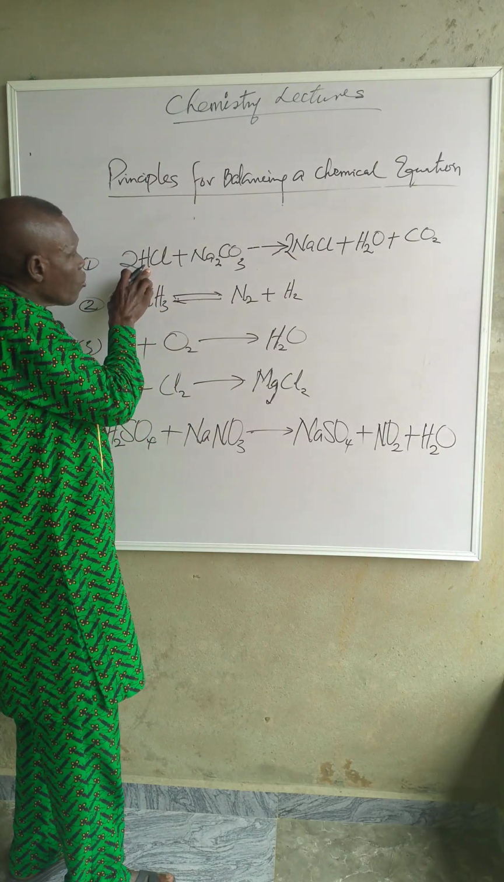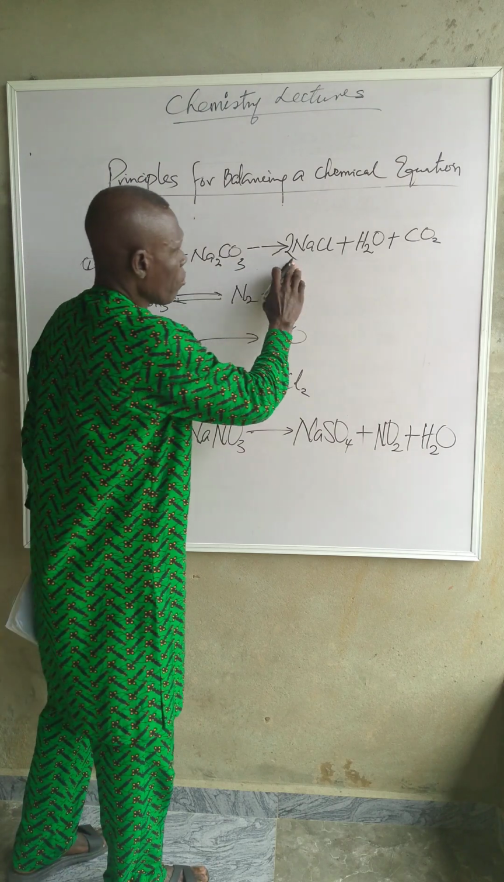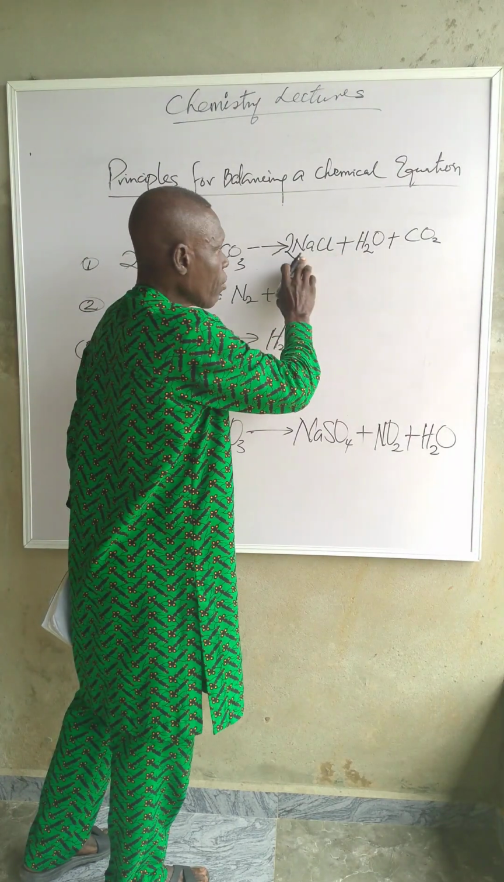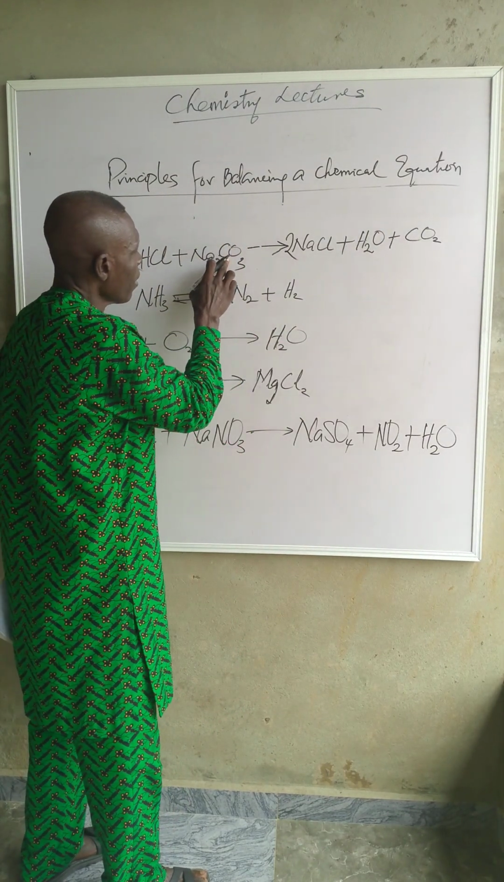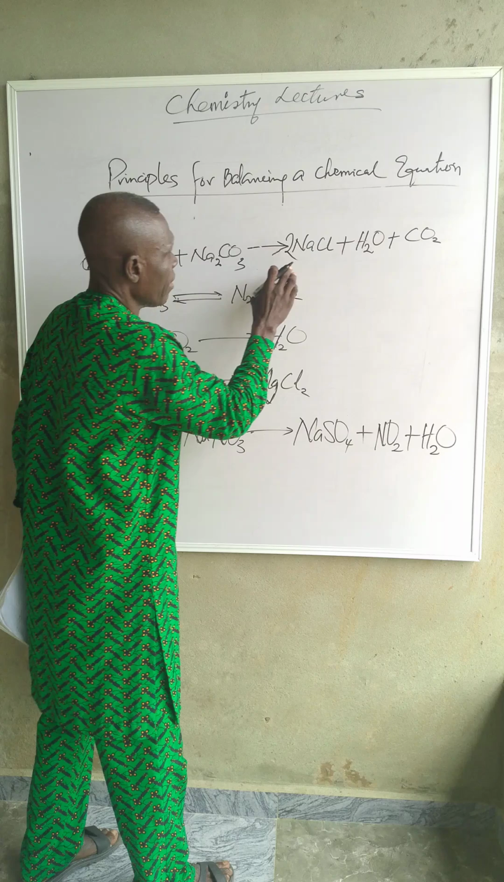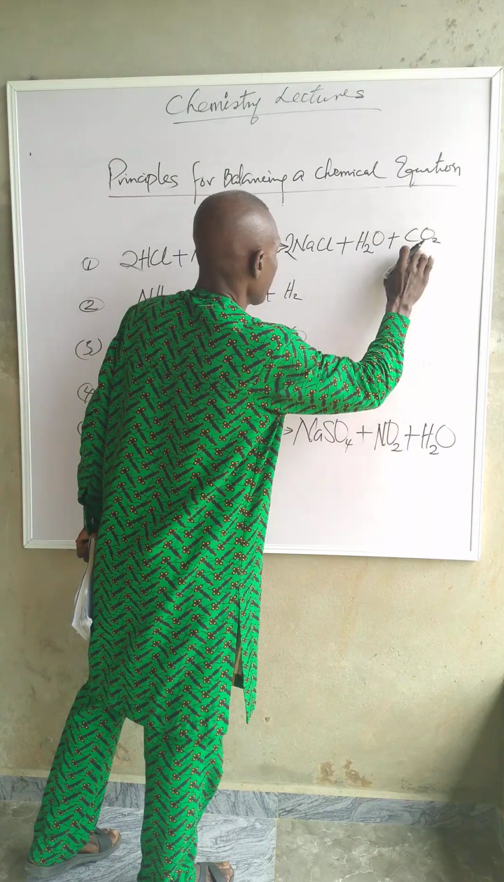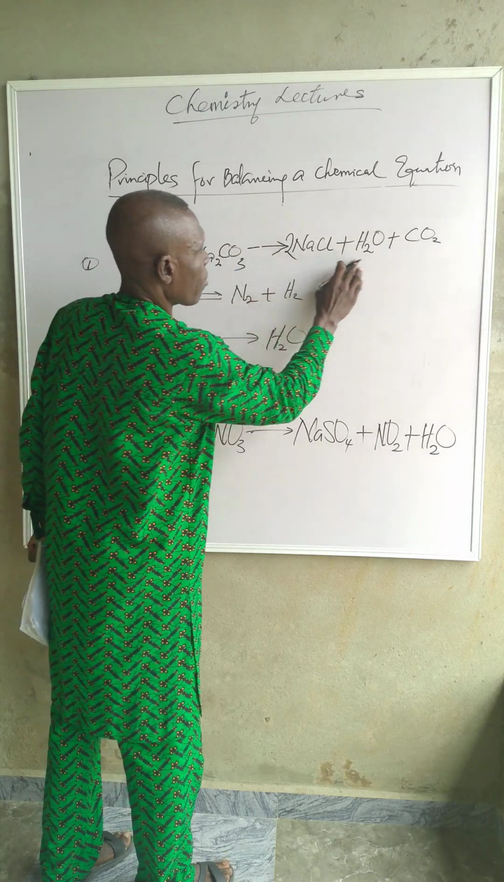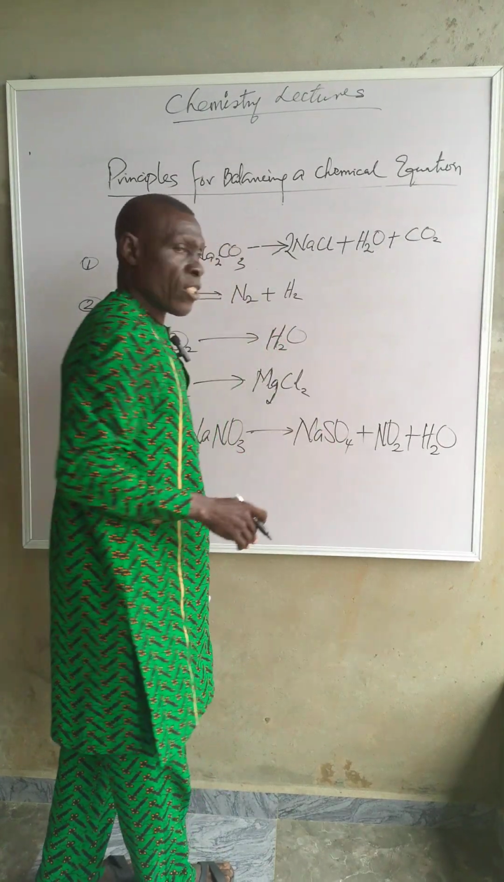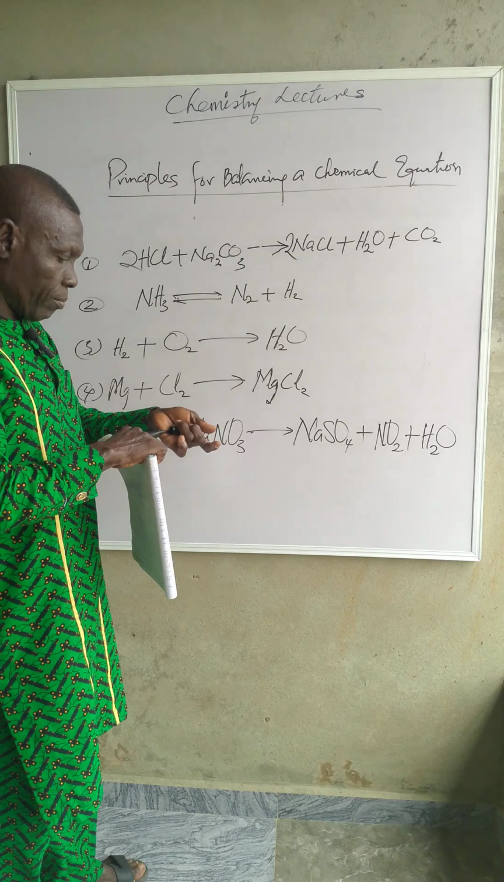Now, hydrogen here is 2. Hydrogen here is also what? 2. So if you look at all here, only 2 hydrogens here, balanced. Now, carbon is 1. If you look at this place here, carbon is also 1, balanced. Oxygen here is what? 3. Oxygen here is 2 plus 1, 3. So this is how you balance that equation.